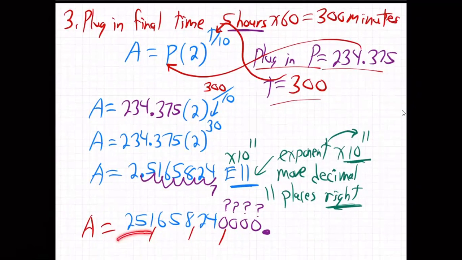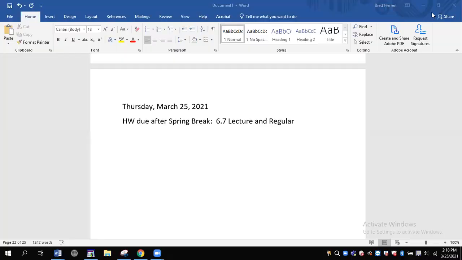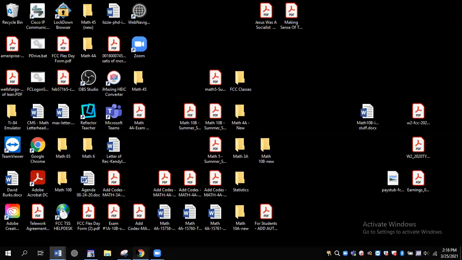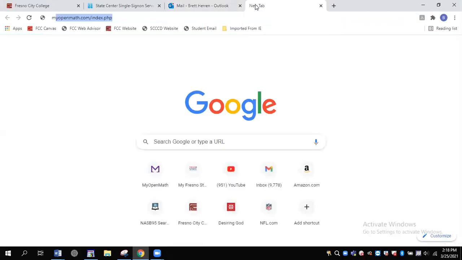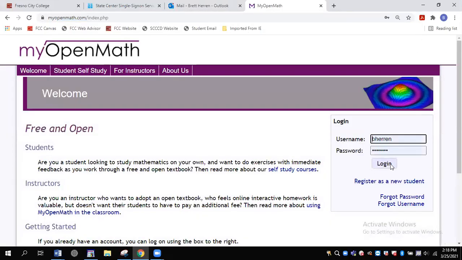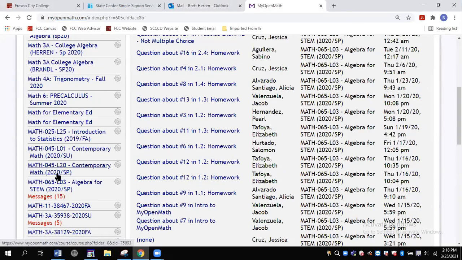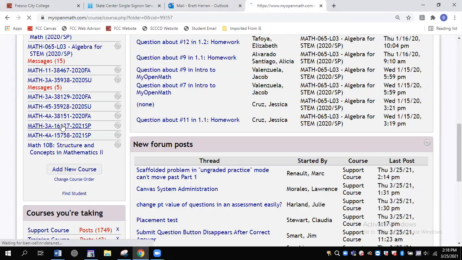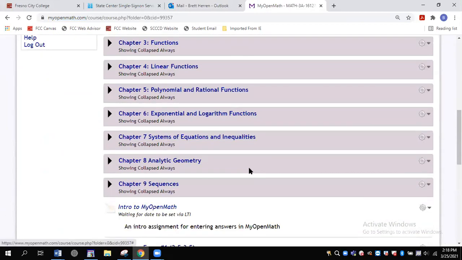251,658,240,000. Again, those 4 zeros at the back, I'm not sure about. Let me go to the actual homework and see how picky it is and what it wants. So I'm going to go there with you real quick, and see how picky it is.